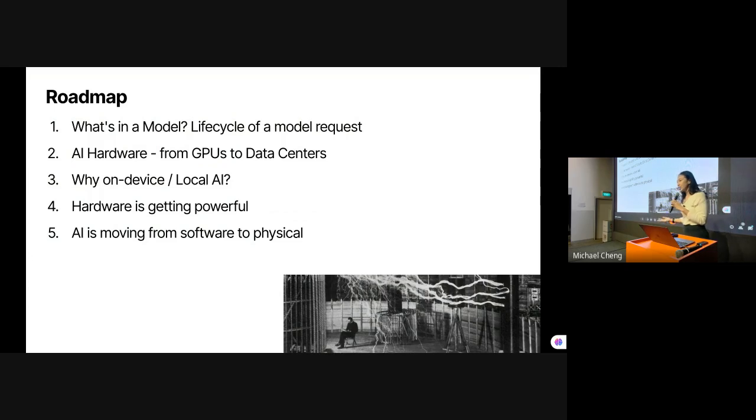What I thought to share with us today is a very high-level overview of the racks and stacks of AI, what actually is happening under the hood. We'll go through this roadmap: first, what's in the model, what actually happens when you send a request. Second, what is the AI hardware that you're actually running your ChatGPT requests on, from the GPUs to data centers. Thirdly, why is there a trend of local AI? And then lastly, hopefully we have time, I'll share some quick demos of what I'm pretty excited about in the trends of hardware and AI.